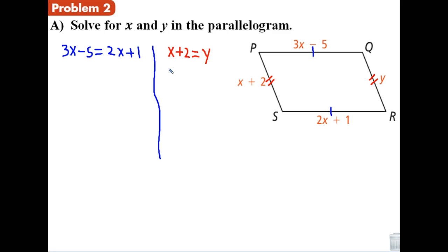So it's a simple system of equations. We want to solve the equation with a single variable in it. On the left, I'll subtract 2x from both sides of the equation. That's going to leave me with x minus 5 is equal to 1. We'll add 5 to both sides, which gives us x is equal to 6.